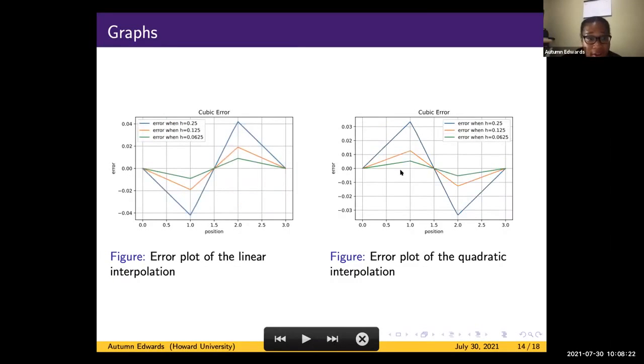And then in our error for the cubic linear interpolation, we see again how the error at 1/4 is extremely great compared to our error at just 1/16, where we have a smaller amount of error. Also in our quadratic interpolation, our error at 1/16 is even smaller than it is in our linear interpolation.